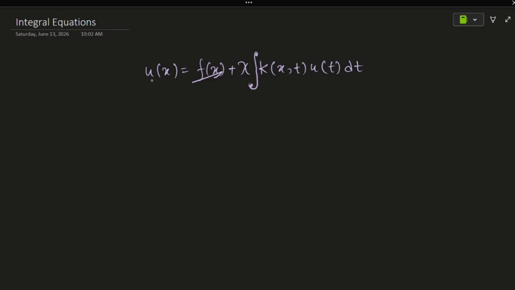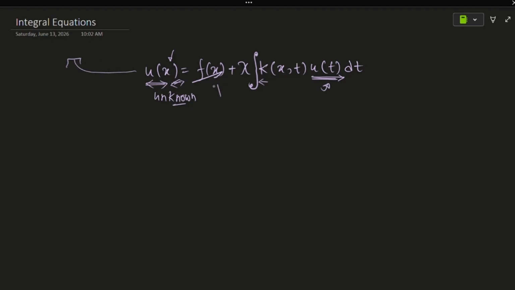So let us consider this u of x to be our unknown function. It can be anything. It's just an unknown function. If we look at this equation, we can see that this function u of x also exists inside the integration sign. It exists here as u of t. So when the unknown function also exists inside the integration sign, it is known as an integral equation.